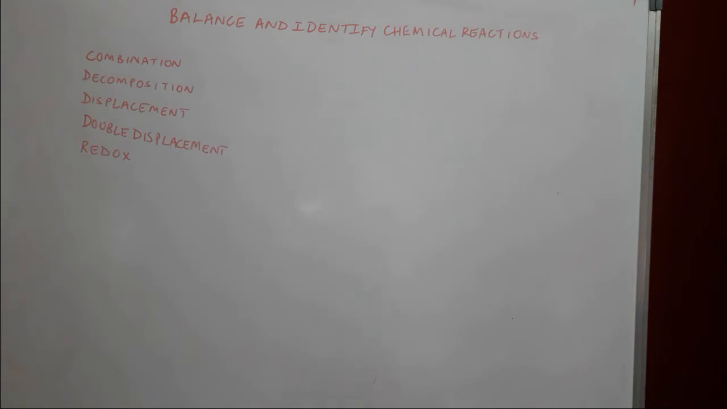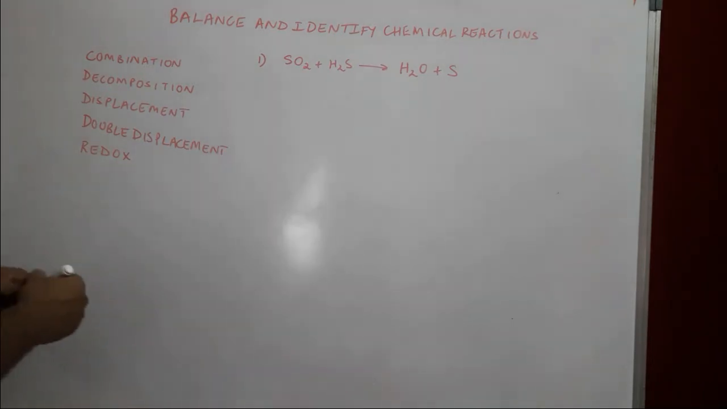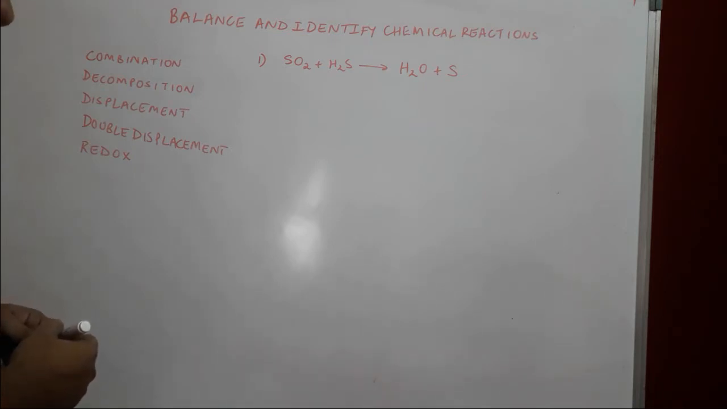that is given. So let's begin with the first one, and we'll keep this on the left hand side in order for us to identify in that very same order. We will identify what type of chemical reaction it is. So our first question is SO2 plus H2S gives us H2O plus S, which means sulfur dioxide reacts with hydrogen sulfide to give us water and sulfur.